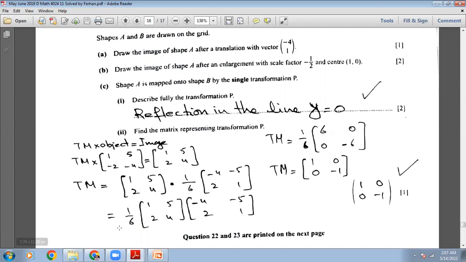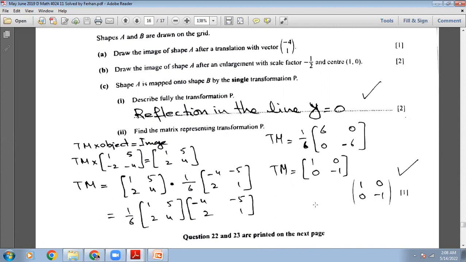So take 1/6 outside and multiply this with this. You will have -4 plus 10, which is 6; -5 plus 5, which is 0; -8 plus 8, which is 0; and -10 plus 4, which is -6. Multiplying with 1/6, you will have 1, 0, 0, -1. So the transformation matrix which represents the reflection in the line y equals to 0 is 1, 0, 0, -1.